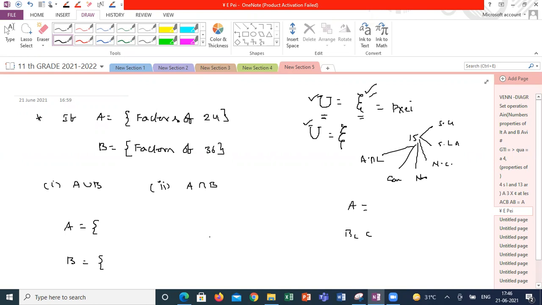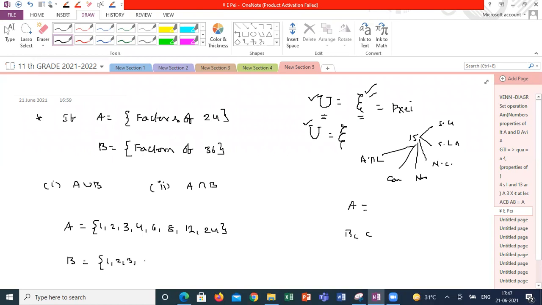What are the factors of 24? Vaishnavi? Factors of 24. Navya, anyone? So 1, 2, 3, 4, 6, 8, 12, 24. Sir, 1, 2, 3, 4, 6, 8, 12, 24. What are the factors of 36?